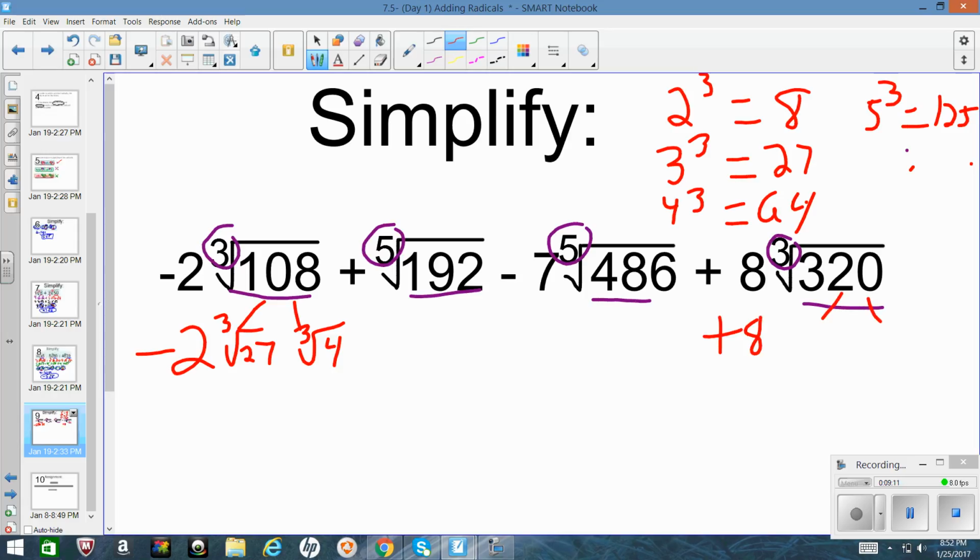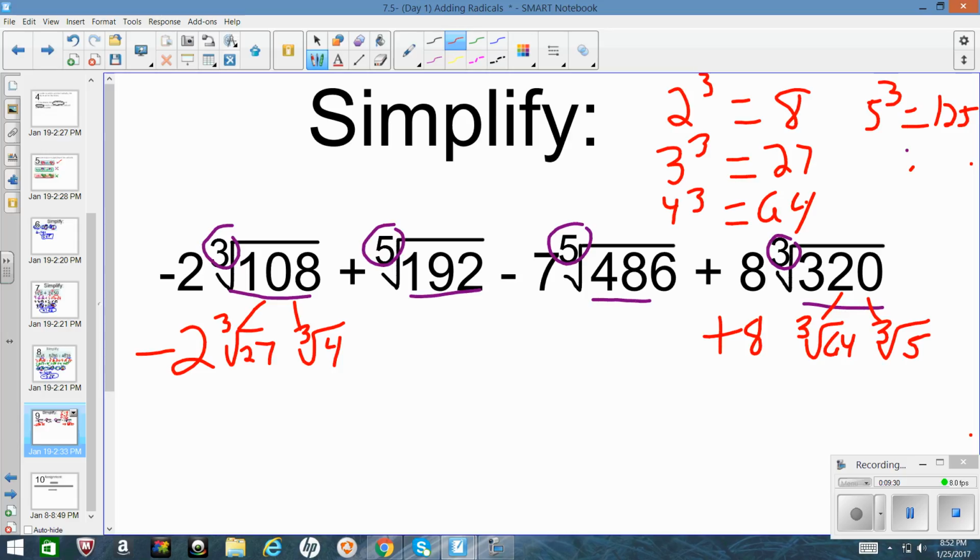So I'm going to see what cubed root would go in the 320, and that would be 64. So I could break this up into the cubed root of 64 and the cubed root of 5, because 64 times 5 gives me 320. So that helps me with my cubed roots.